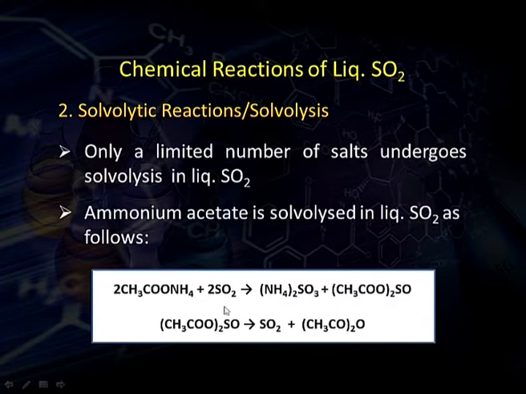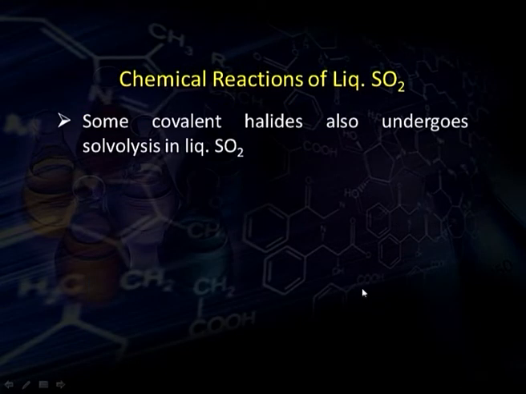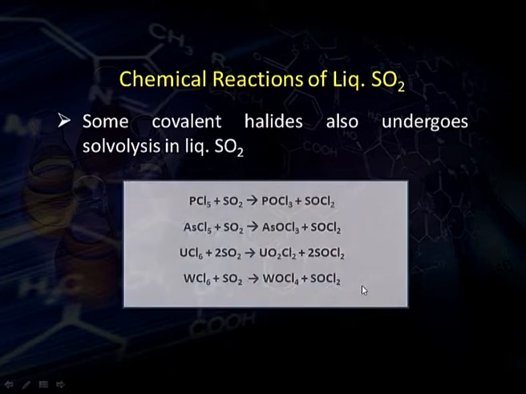So, we can see that SO2 on auto-ionization gives sulphite ion and thionyl ion, and these react with the solute molecule to give the solvolysis reactions. Now, second, we have thionyl acetate, it undergoes solvolysis to give SO2 plus (CH3CO)2O. This is an anhydride. Some covalent halides also undergo solvolysis in liquid SO2.